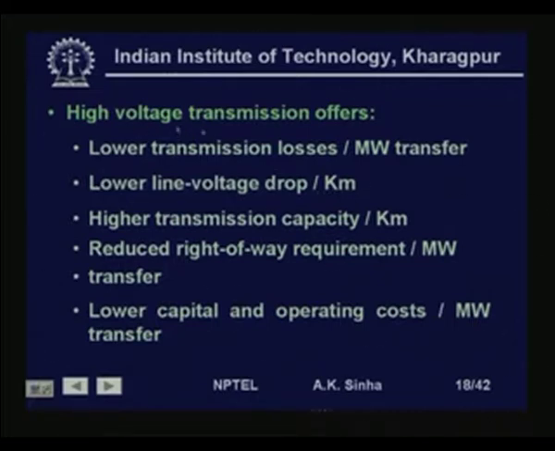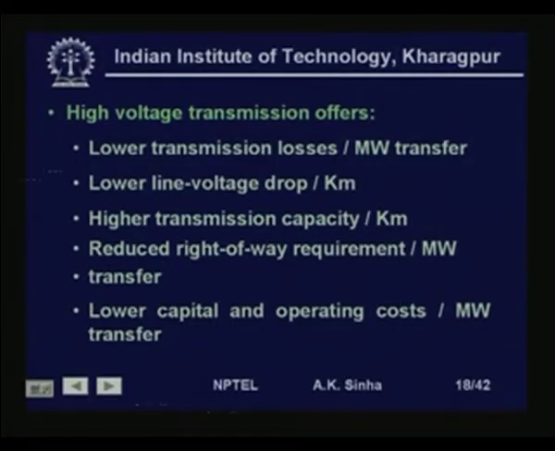Now, what are the advantages of using a high voltage transmission system? First, we have lower transmission losses per megawatt of power being transferred. We have lower line voltage drop per kilometer because we are working at high voltage. The I square R losses: since the voltage is high, the current will be low for the same amount of power, so I square R losses are going to be low. So transmission losses are going to be low if we work at high voltage.